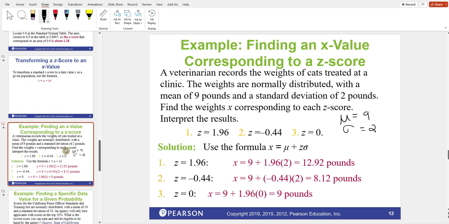We want to find the x value that corresponds to a z-score of negative 0.44. I plug everything in. I get 8.12. The last one, we have a z-score of 0. What's the corresponding x value? You can take 9 plus 1.96 times 0. You get 9.